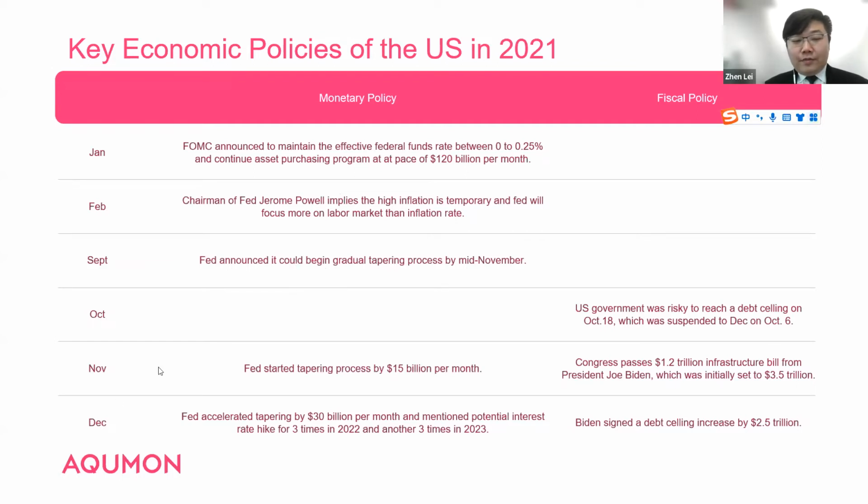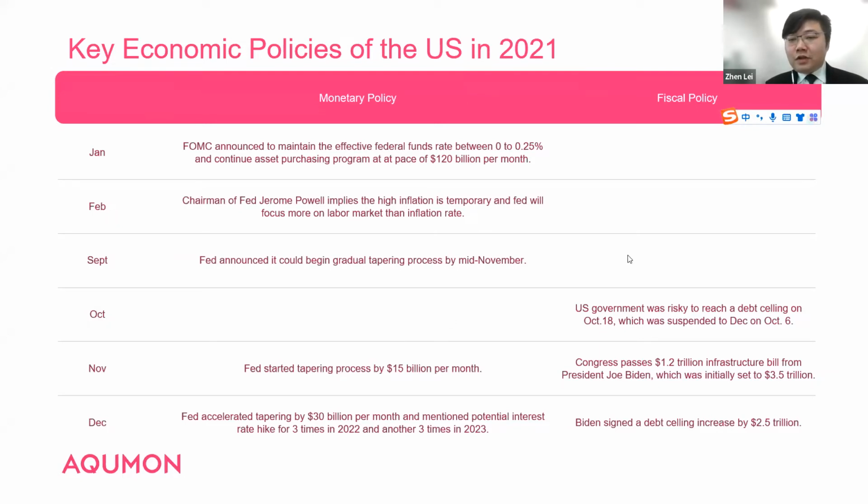And in November, the Fed started the tapering process by $15 billion per month. And in December, because the inflation statistic of November came out, and it was the highest in the last 30 years at that time, the Fed accelerated tapering by $30 billion per month and mentioned a potential interest rate hike three times in 2022 and another three times in 2023.